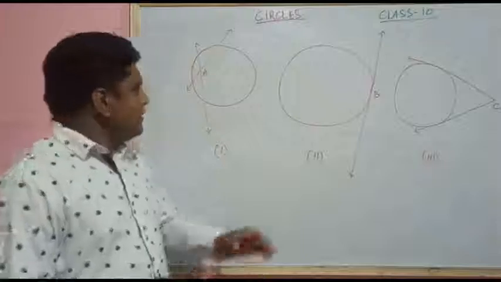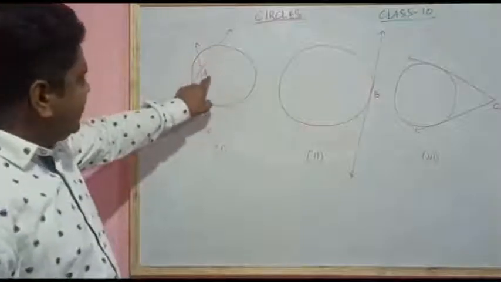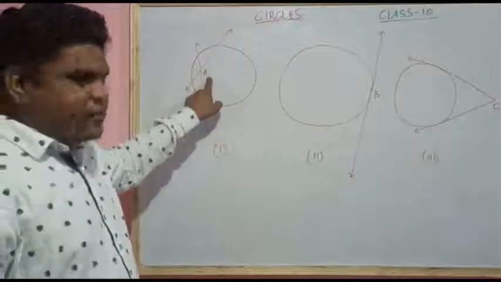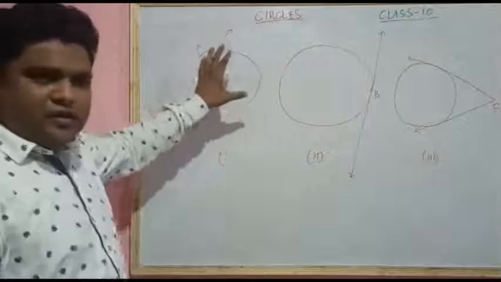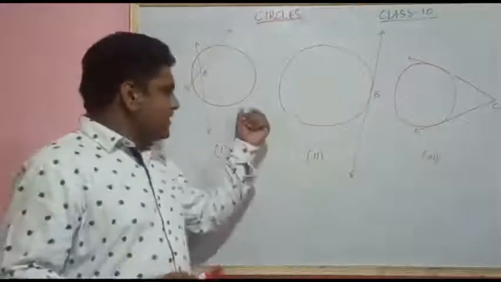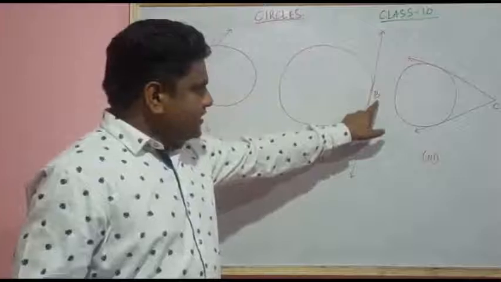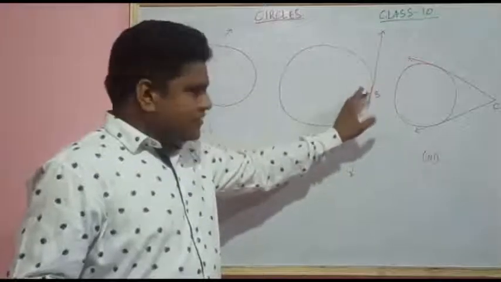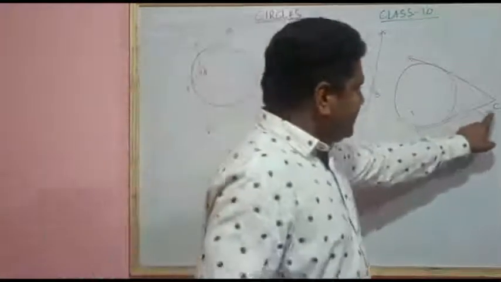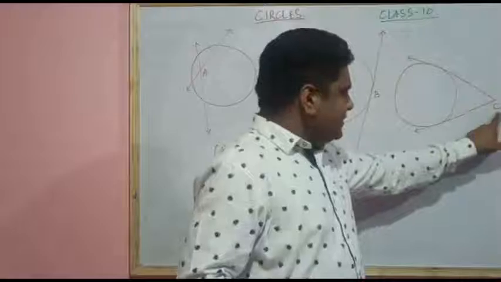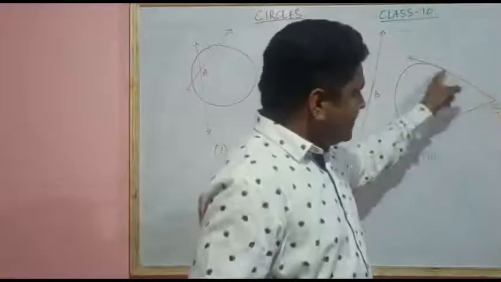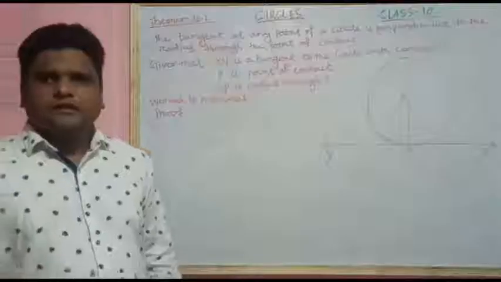See here, in the first case, A is an interior point of the circle, so we cannot draw any tangent to the circle through A. Here, B is a point on the circle, so we can draw only one tangent to the circle. And here C is an exterior point of the circle, so we can draw two tangents to the circle.